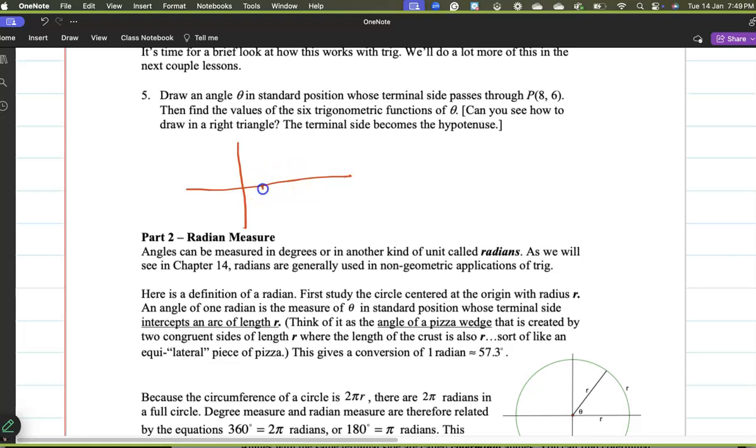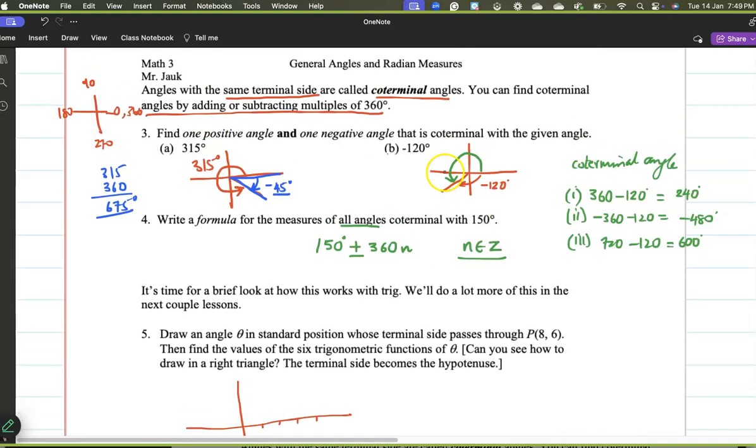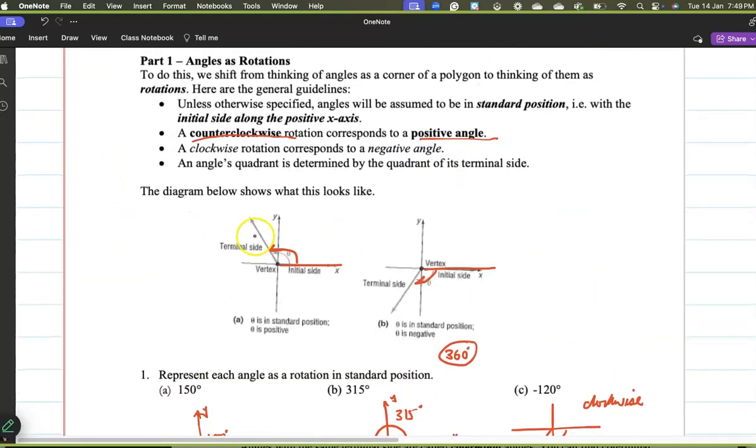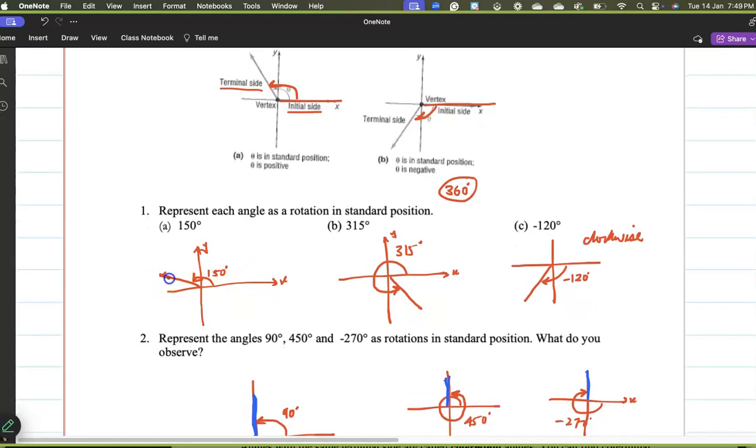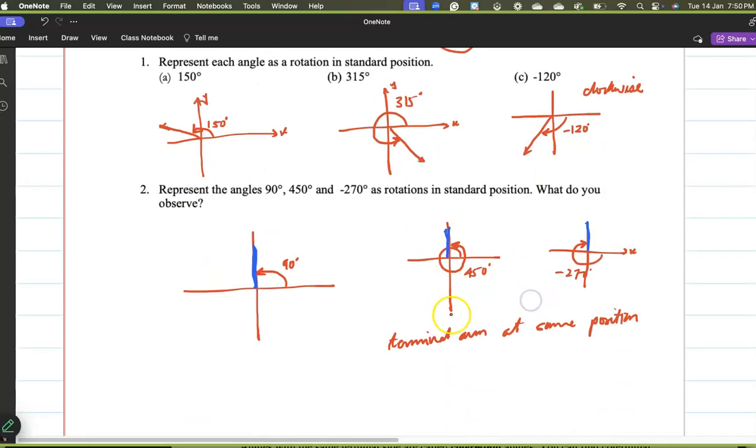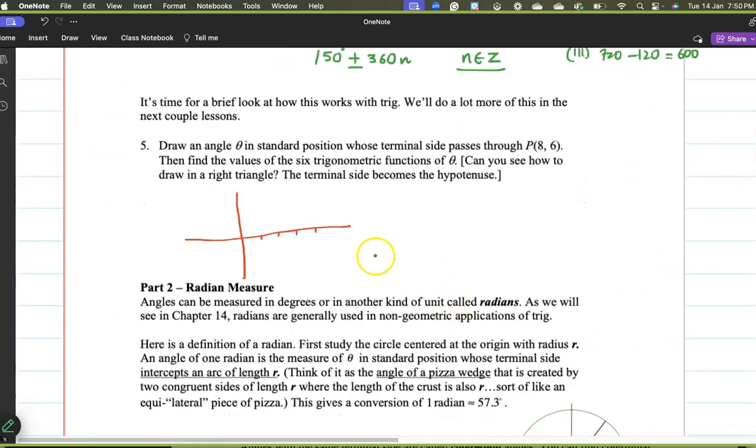Terminal side is where the angle is, right? So when you have an angle, this is your initial side, and this is your terminal side. So your initial side is always on the x-axis.